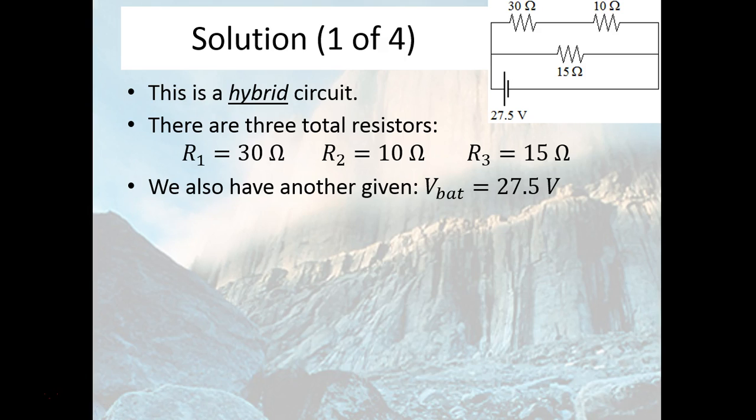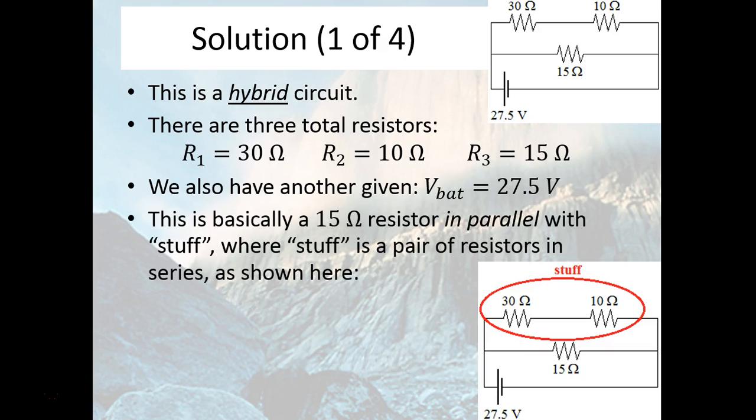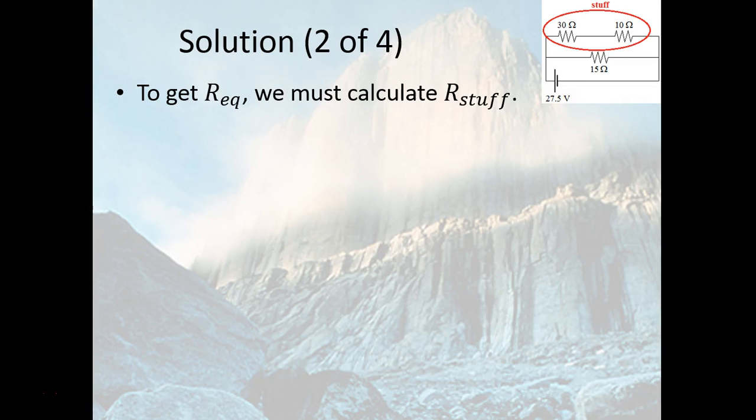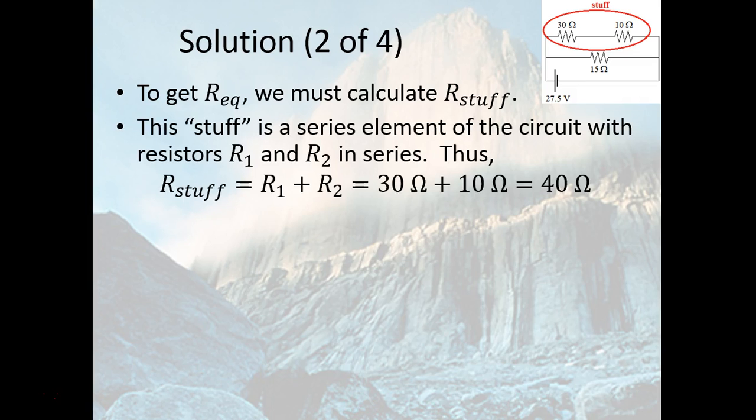So we write down our givens, and then we realize again that the 15 ohm resistor is in parallel with this stuff up here. In fact, that's the name that we're going to give it. So in order to be able to calculate the equivalent resistance of the circuit, we need to use the parallel formula, but we also need to know the equivalent resistance of this stuff up here. In fact, if you're looking at that directly, you can probably already just see that that's going to be 40 ohms. So we calculate the equivalent resistance of stuff, and you get 40 ohms.